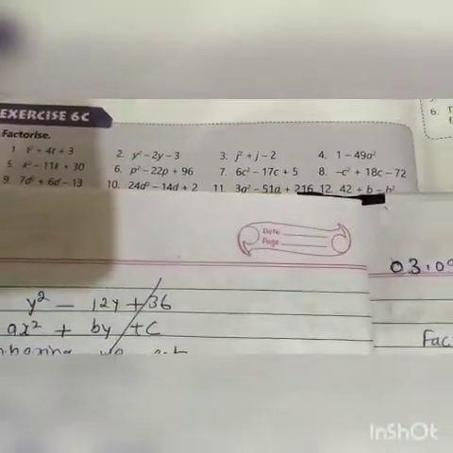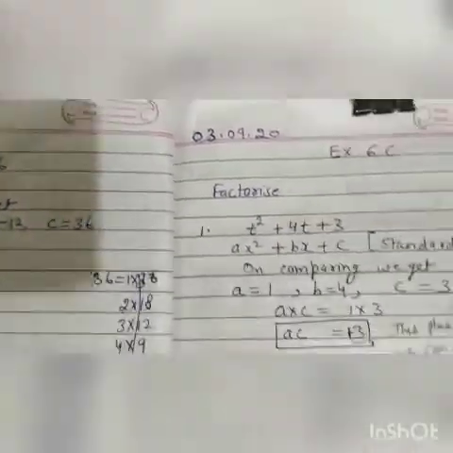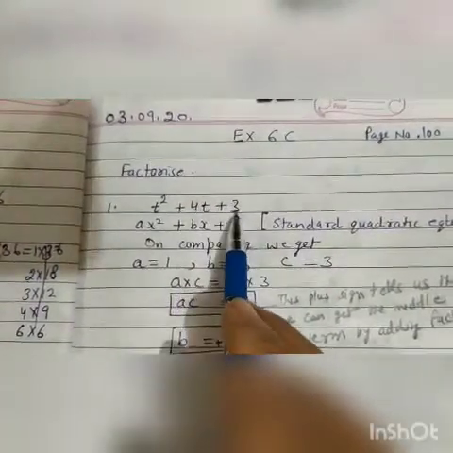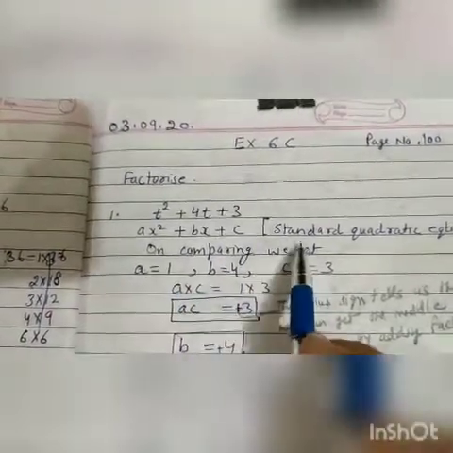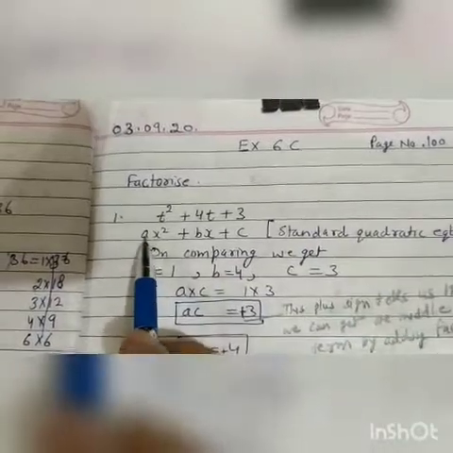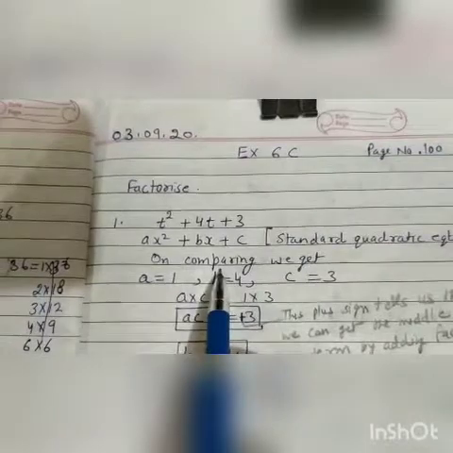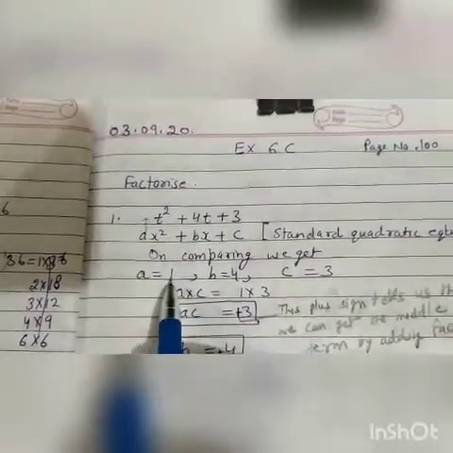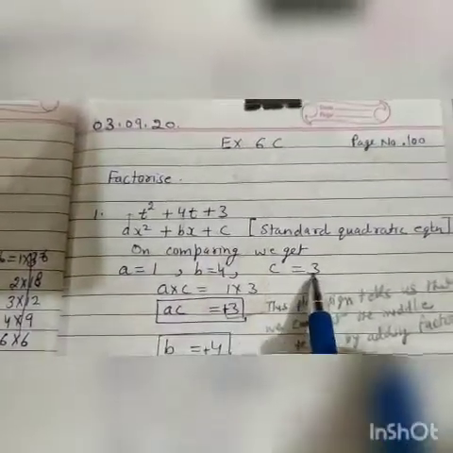See exercise 6C in the book. Its first question is t square plus 4t plus 3. First of all, we will compare it with the standard quadratic equation, that is ax square plus bx plus c. On comparing, we get the value of a is equal to 1, b is equal to 4 and c is equal to 3.